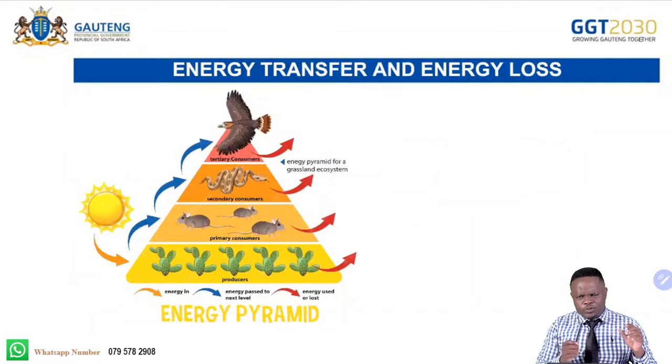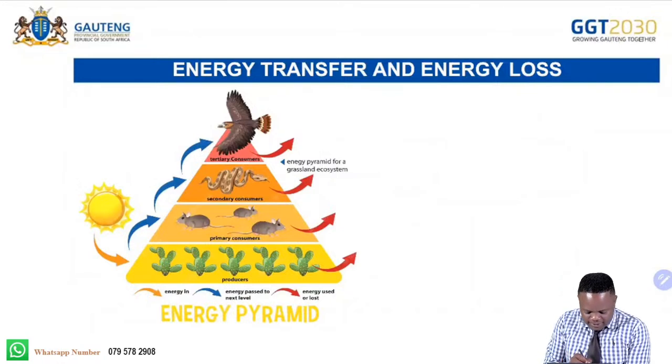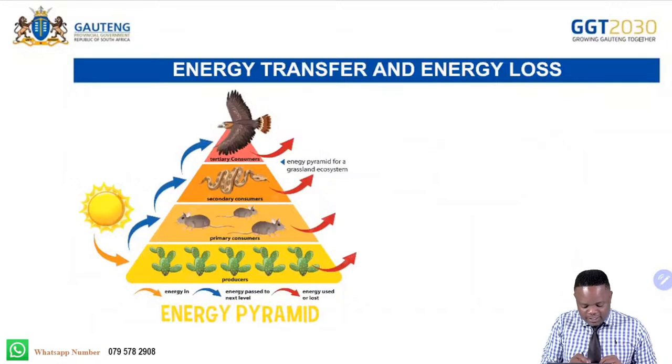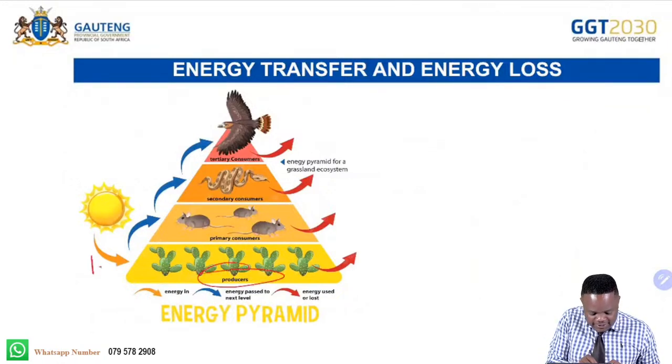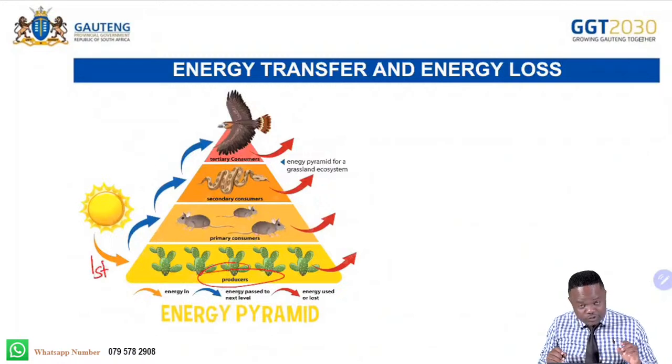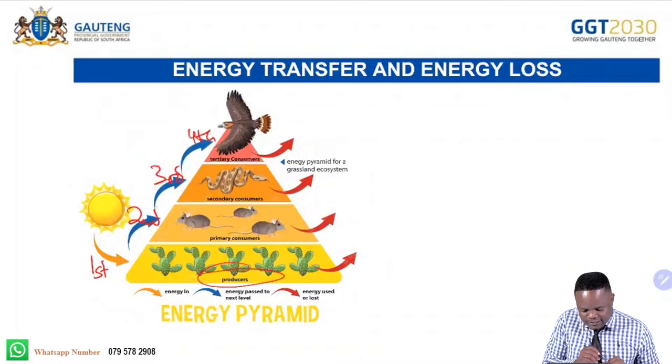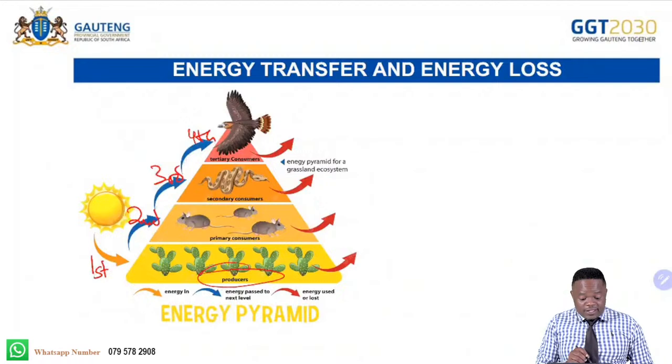Now, I want to talk about the energy transfer and the energy loss. Right, let's start there with what we call our energy pyramid. It's something that I need you to understand. At the bottom, where we have our producers, we said that is the first trophic level, right? Second, third, and fourth, right? We have what we call an energy pyramid.